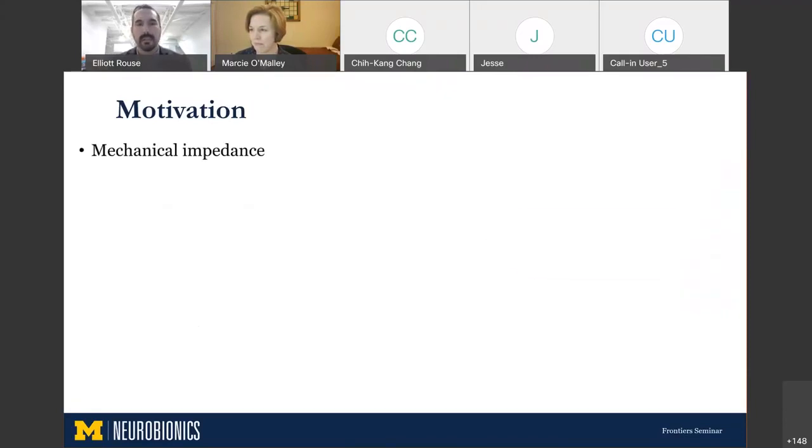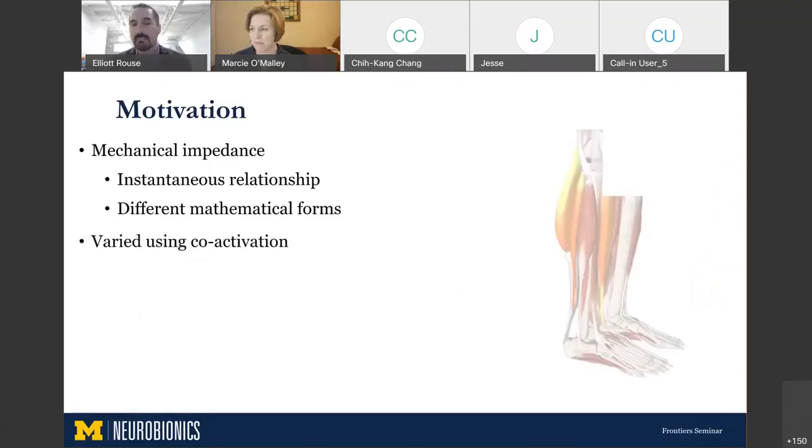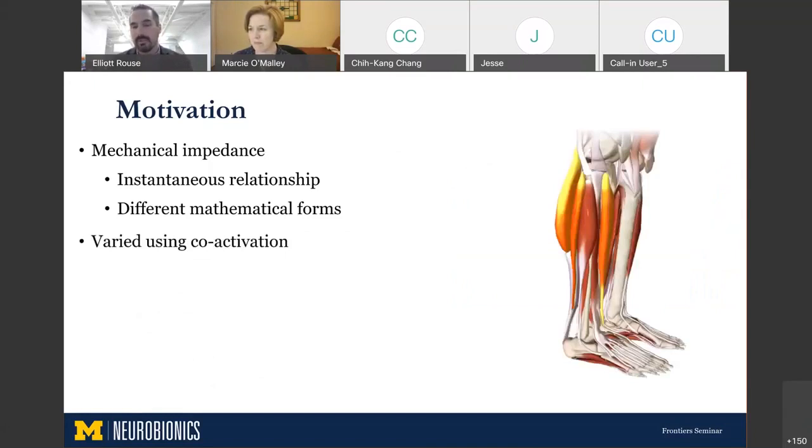So mechanical impedance is really the instantaneous relationship between a perturbation displacement and the applied torque. We have lots of different mathematical forms to represent this, the most common being a second-order mechanical system consisting of inertia, damping, and stiffness. In the human body, we can regulate these properties using muscle coactivation.